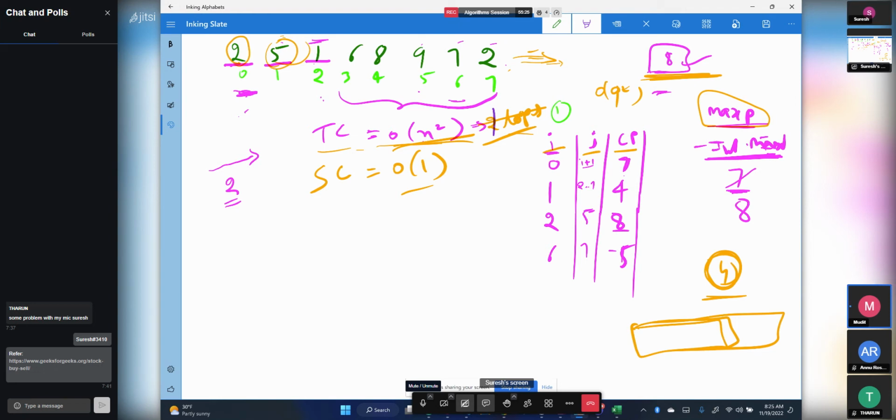Can we use any extra space? Yes, that is okay. Even extra space means you want to take another array, kind of? Right, we don't want to spoil the order of space. There is a possibility without spoiling the space complexity. There is a way.